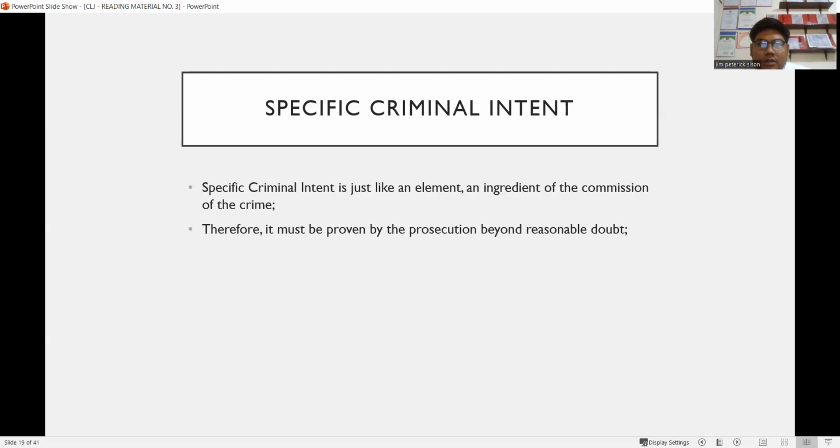Let's just say the victim was hit and filed a case of murder, however, the case is serious physical injuries. The prosecution must prove beyond reasonable doubt that the accused, in hitting the victim, had criminal intent to kill such victim. So the intent to kill becomes an element of the crime. Because if that is proven, it is no longer a case of serious physical injuries; it becomes attempted murder or frustrated murder.